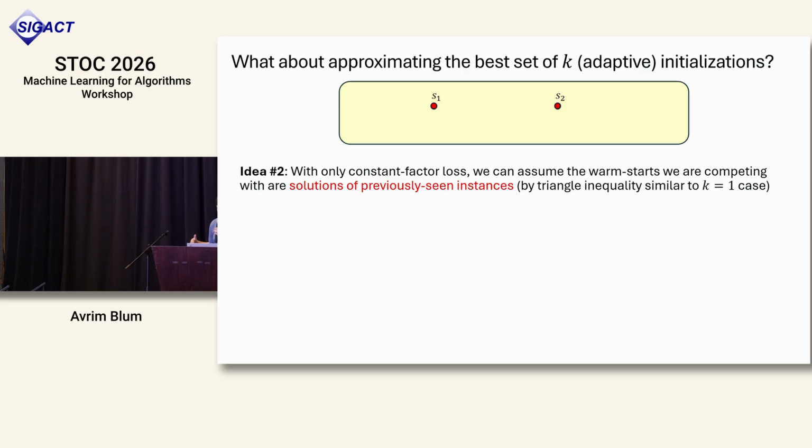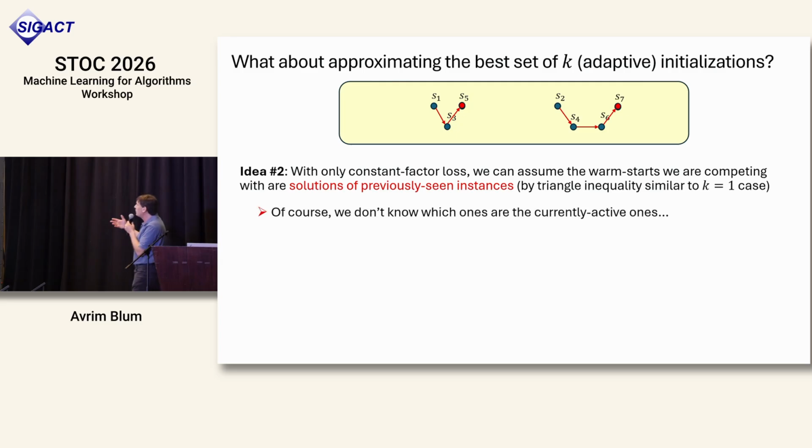Okay, so that's something like this. The things we're comparing to, say, are the solutions to the first two instances, and the third one comes along and we use this one, the fourth one comes along, we use that one, the fifth one comes along, we use that one, the sixth one, we use that one, the seventh one, we use that one, and so on, for instance. Of course, one thing is we don't know which are the currently active ones. If we knew which were the currently active ones, then we'd be great. We could just use those, but we don't.